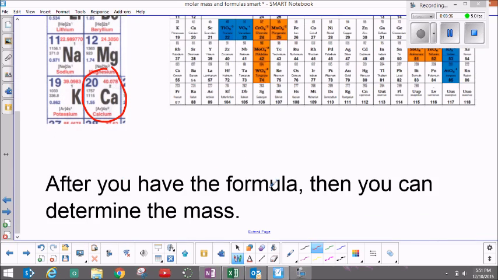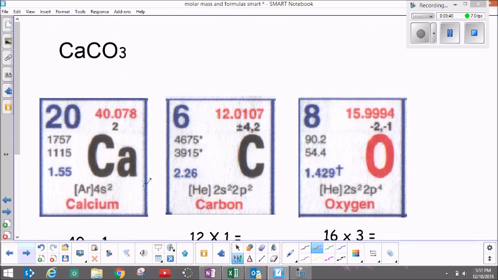Now that you've determined the formula, you can determine the mass. To determine the mass, you have to know how many of each of these elements you have. So if you look in the formula, there's no number after calcium, like you see here after oxygen. That's because in chemistry, if we have one of the element, we just say the symbol. So this implies you have 1 calcium, 1 carbon, and 3 oxygens.